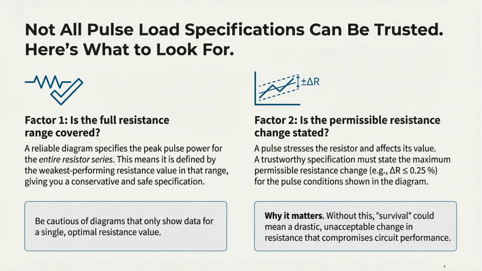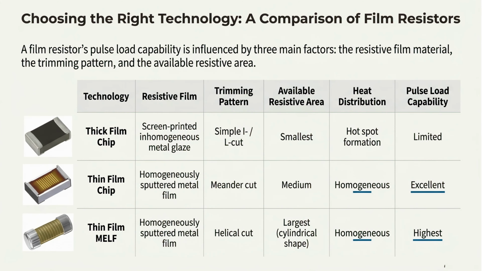maximum peak power. When reviewing pulse load specifications, ensure the diagram covers the full resistance range and explicitly states the permissible resistance change, or delta R, to ensure a safe and reliable specification. Comparing film resistor technologies shows that pulse load capability is influenced by the resistive film material, trimming pattern, and available resistive area. Thin film MELFs offer the highest capability due to their large area and homogeneous heat distribution.